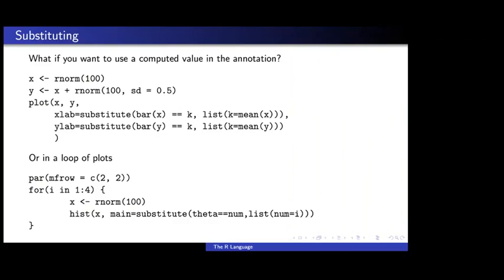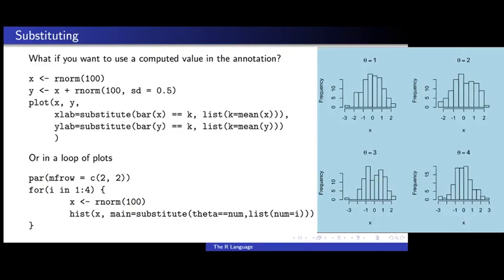And this is the example down here. I've got 4 plots that I'm trying to make in a 2x2 matrix, and I've got a little for loop here that's making the plots. I'm going to create a histogram of some randomly generated data, and in each histogram, I want the title to be theta equals a number: 1, 2, 3, 4. So here I'm using substitute. I'm saying theta equals num, and num is going to be equal to i, which is the index in the for loop, which is going to be 1, 2, 3, and 4. So you can see the result here is that I get 4 plots, and the title for each one is theta is equal to 1, 2, 3, or 4.